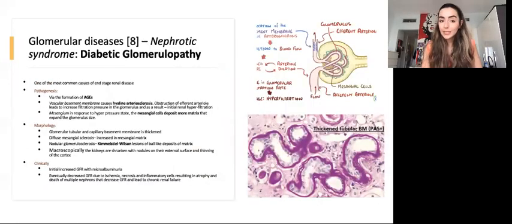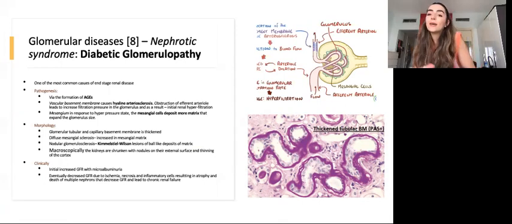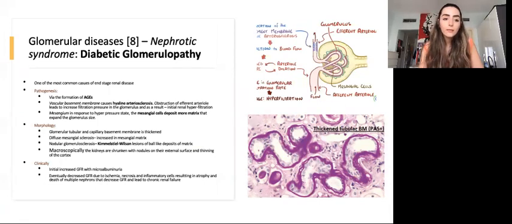Then we have diabetic glomerulopathy, which is also still nephrotic syndrome. I know it's a lot, but when you get the hang of it, they're very similar and quite easy to remember at some point. This is one of the most common causes of end-stage renal disease. The pathogenesis is via the formation of advanced glycosylation end products. So the matrix deposition can either be uniform in the glomerulus, being diffuse glomerulosclerosis, or it can deposit as nodules called Kimmelstiel-Wilson nodules in the mesangium.